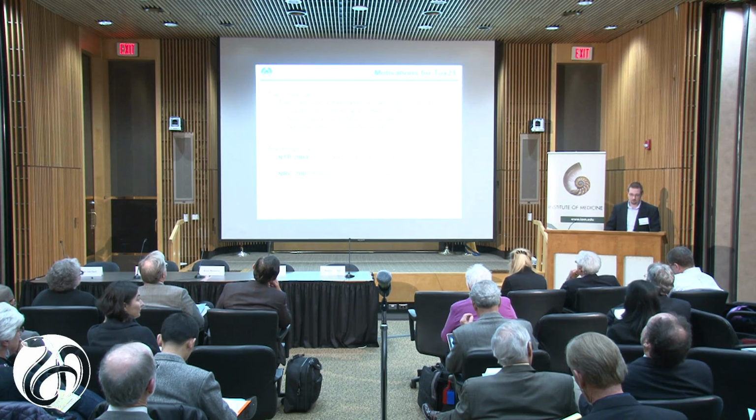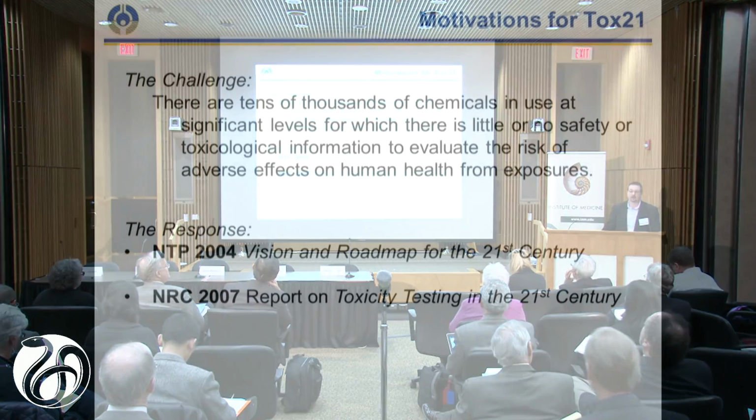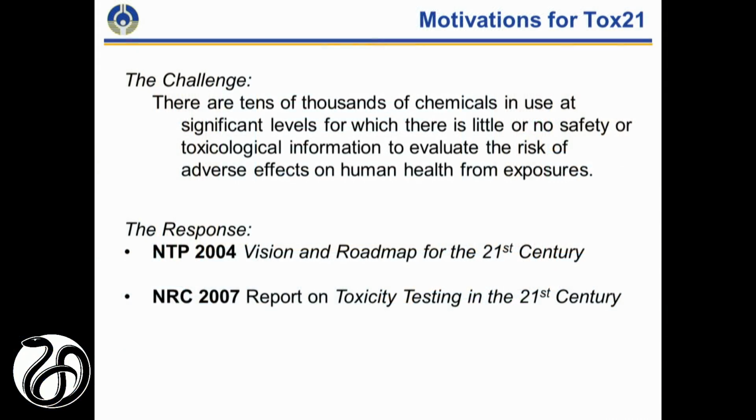We didn't start this to identify chemicals that cause obesity. We started this because there are a lot of chemicals out in commerce that have really no data. So to point out the challenge here, there are tens of thousands of chemicals in use at significant levels for which there is little to no safety or toxicology information to evaluate the risk of adverse effects on human health from exposures. And our response to this challenge back in 2004 with NTP was a vision and roadmap for the 21st century, and that's a document you can pull off the NTP website. And subsequently, the NRC generated a report on toxicity testing in the 21st century in 2007.